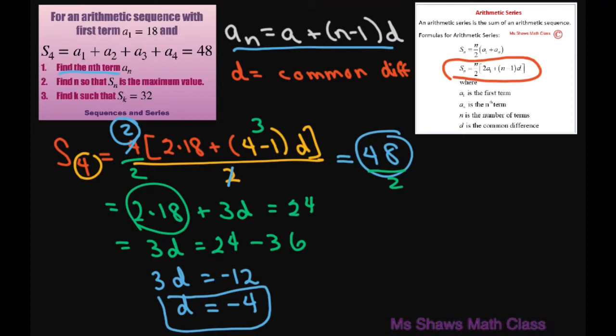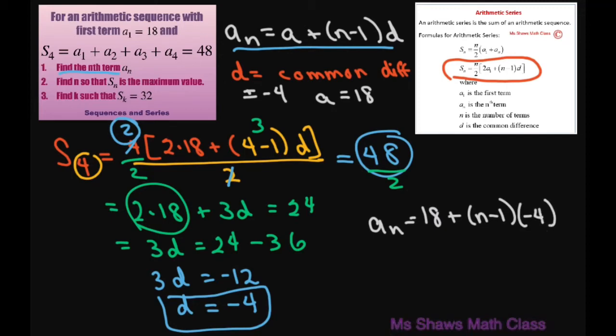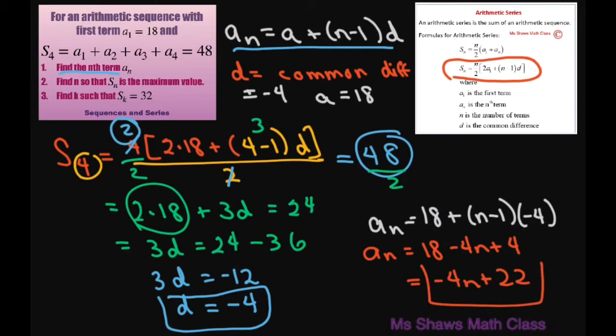Now we have to finish our task, which is to write our explicit formula. You just fill everything in: your d equals negative 4, and your a is 18. So we get a sub n equals 18 plus n minus 1 times negative 4. This is going to be a sub n equals 18 minus 4n plus 4, which gives you negative 4n plus 22. So that's our first task.